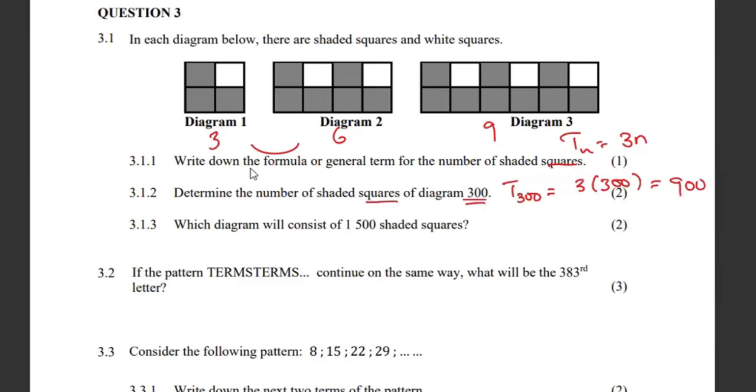And then which diagram will consist of 1.5 shaded squares? So where there is Tn, I'll put 1.5. So 1.5 is equivalent to 3n. Then I'll divide both sides by 3, meaning that our n becomes 500. So position 500 will give us 1.5 squares.